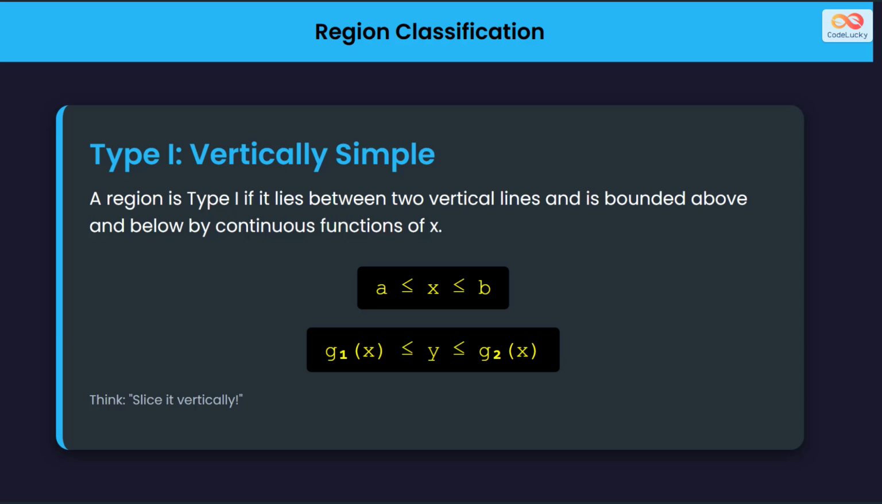The first method is classifying a region as type 1, or vertically simple. A region is type 1 if it lies between two vertical lines, x equals a and x equals b. Crucially, its top and bottom boundaries are defined by continuous functions of x. Think of this as slicing the region vertically. For every x in the interval, y goes from a bottom curve to a top curve.